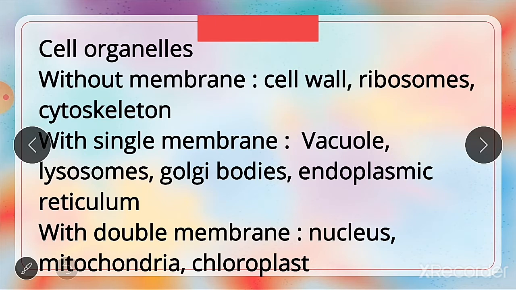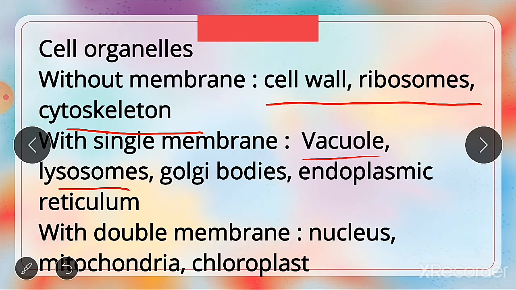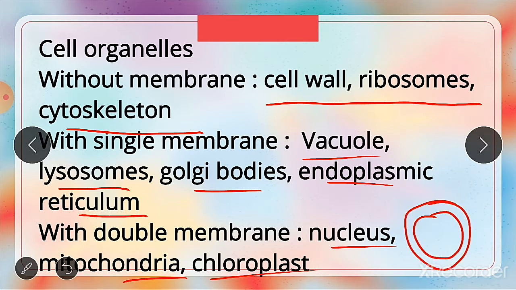Different cell organelles have different membranes. Some are without membrane, some have a single membrane and some have a double membrane. So let's see which cell organelles have this membrane. The cell wall, ribosomes and cytoskeleton lack a membrane. Vacuole, lysosome, Golgi bodies and endoplasmic reticulum are the cell organelles with a single membrane, bounded by a single membrane. And the nucleus, mitochondria and chloroplast are the cell organelles with a double membrane.